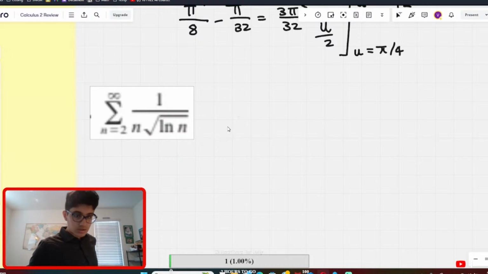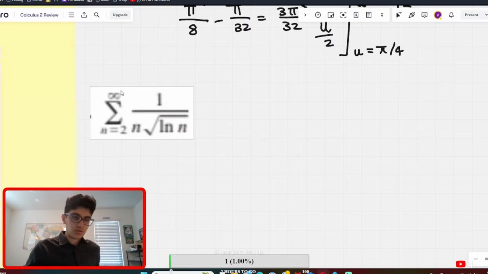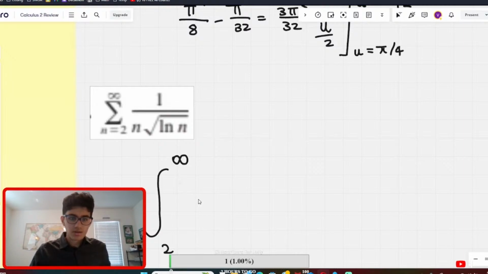Let's check the conditions now. Is it decreasing? Yes, it is. It is continuous over the range that's given here. And the reason they took n equals 2 instead of n equals 1 is because natural log of 1 is 0. They don't want that in the denominator. So we can just go from 2 to infinity. I think that's how you do it at least. The integral of 1 over n square root of natural log of n dn.